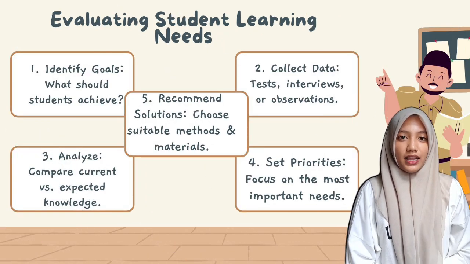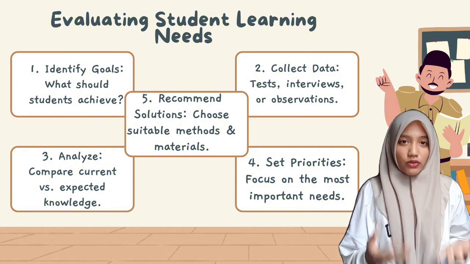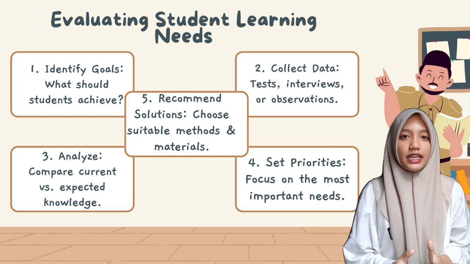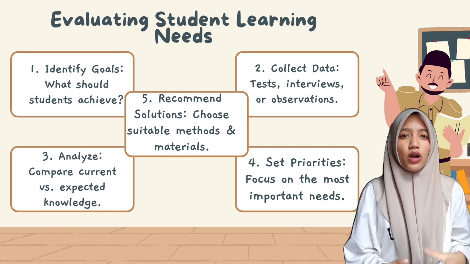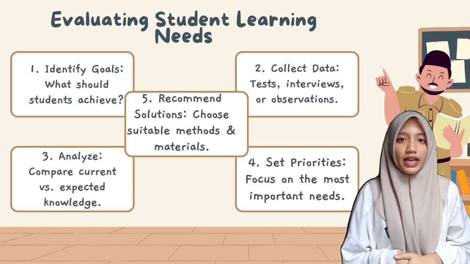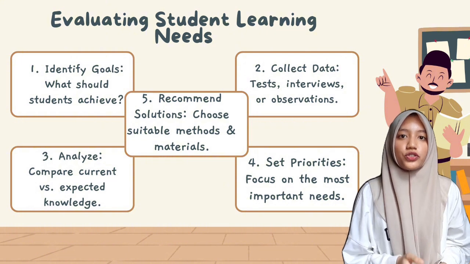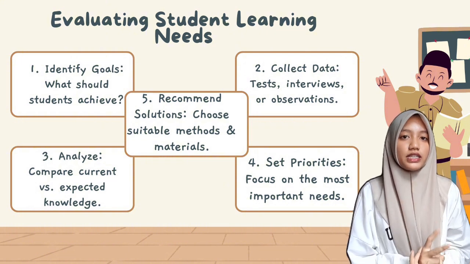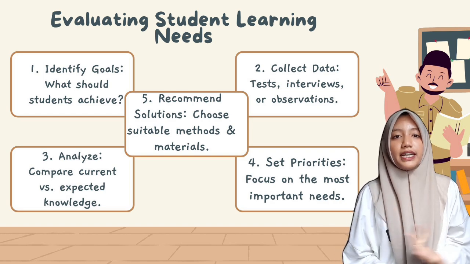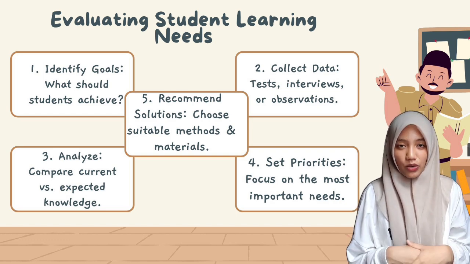Alright, the last material is about evaluating students' learning needs. Besides evaluating methods, teachers also need to evaluate students' learning needs. This helps us know what students really need to learn and how to support them. There are 5 steps. The first one is identify goals. What should students achieve? And the second one is collect data from tests, interviews, or observation. And the third is analyze. Compare students' current level with the expected one.